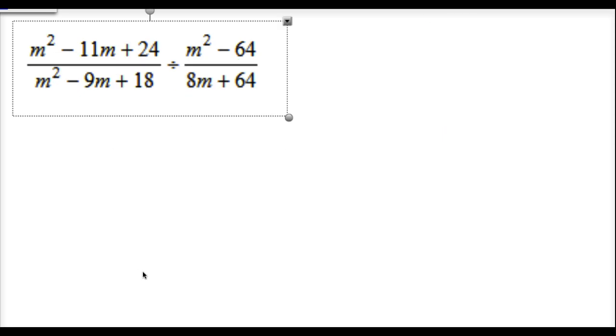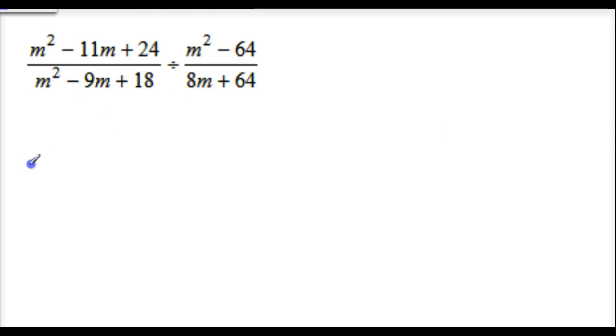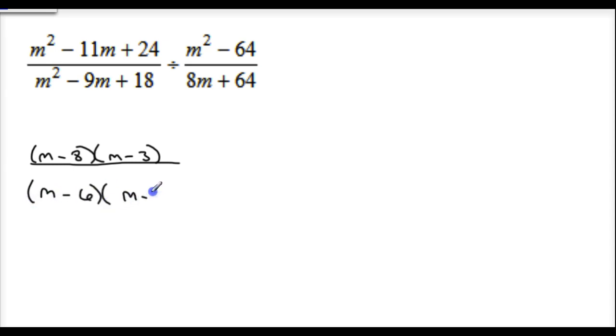Alright, so m squared minus 11m plus 24. I want to factor these. My first one here, I'm going to do this all simultaneously. So what can I factor m squared minus 11m plus 24 into? Minus 8 and minus 3. Yeah, perfect. M minus 8, m minus 3. Excellent. My denominator, what can I factor my denominator into? And minus 6. Excellent. M minus 6 and beautiful. Divided by, which is the same thing as multiplying by.